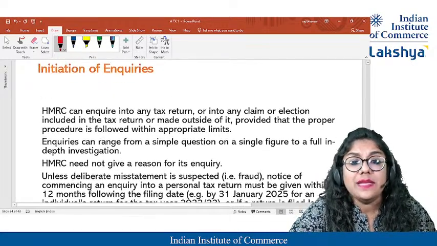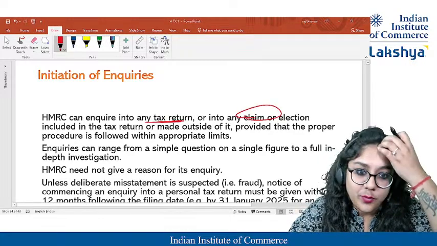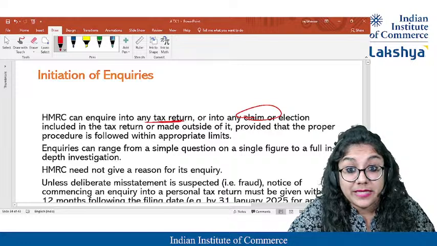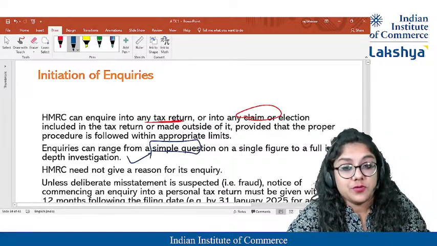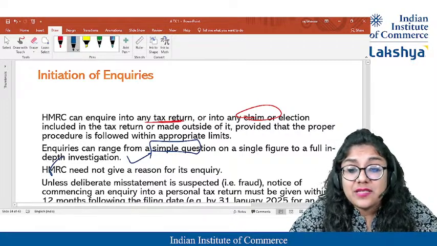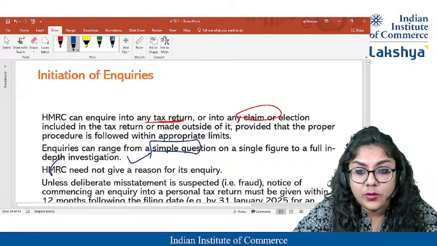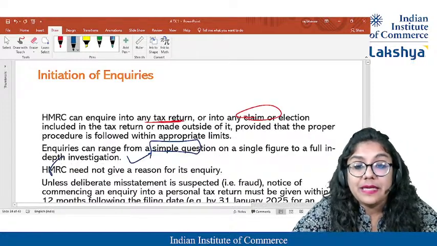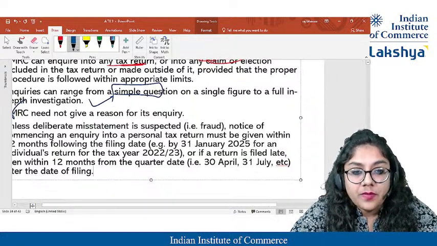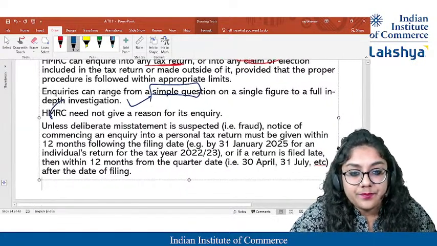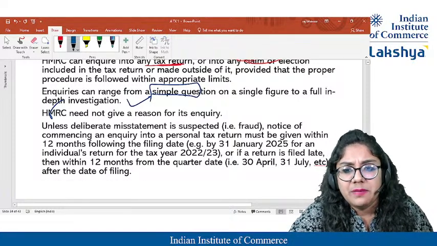Inquiries mean HMRC can inquire into a tax return if they feel that the claims and all are not proper. If they want a proper disclosure, they can ask. Inquiries can be from a simple question to an investigation also. HMRC need not give any reason for an inquiry. They don't have to ask, please can I come and do an inquiry for fraud? No, they don't have to give that. Unless deliberate misstatement is suspected, notice can be given within 12 months.